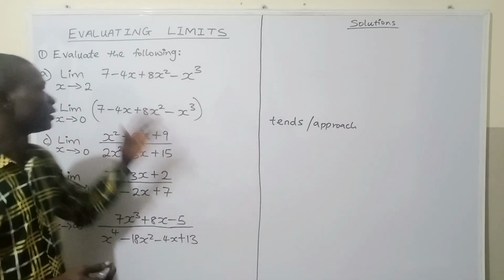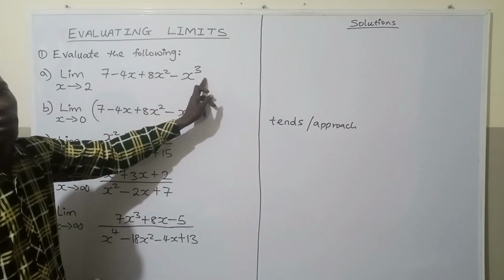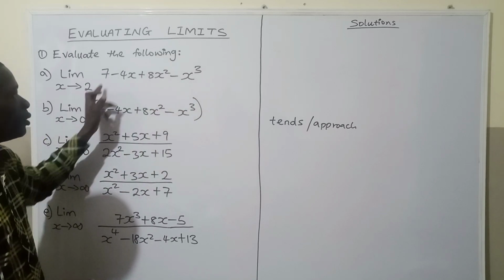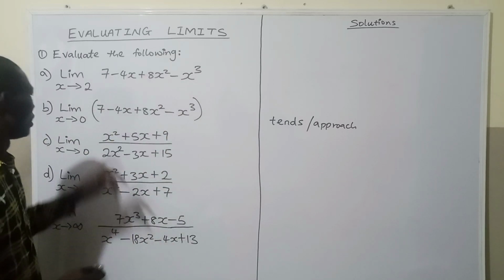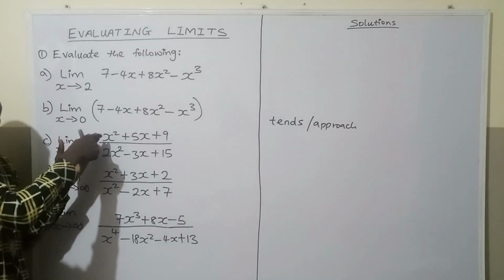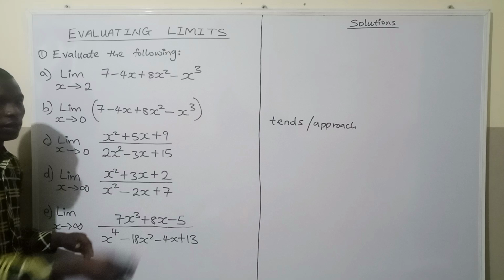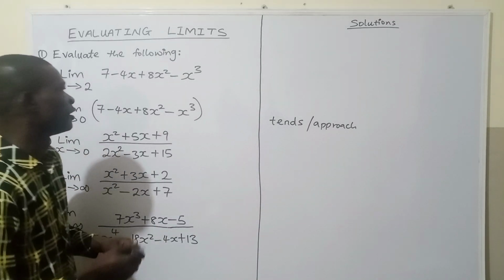So we want to evaluate, when x is approaching 2, what will this function be approaching? And the second one, limit as x tends to 0, is saying that when x is approaching 0, moving towards 0, what will this function be approaching? That is the concept or the basic idea behind limit.